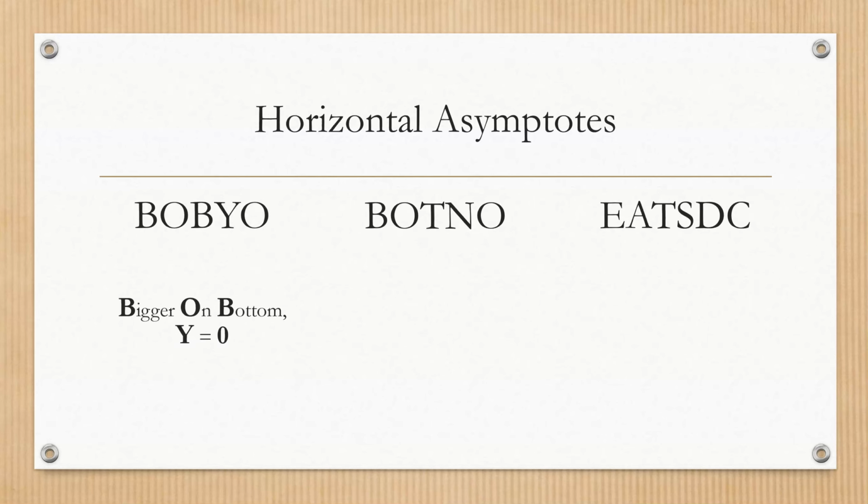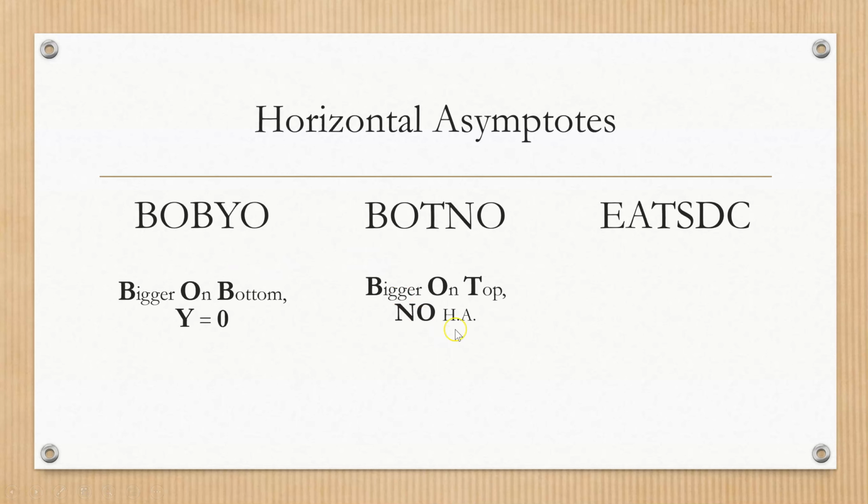BOBO stands for if it's bigger on the bottom, y equals 0 is your horizontal asymptote. Bigger meaning the degree of the polynomial, right? So bigger on bottom is y equals 0. BOTNO means bigger on top. There is no horizontal asymptote. The graph's end behavior goes off to infinity or negative infinity, right? And then EATS DC stands for exponents are the same, divide coefficients.